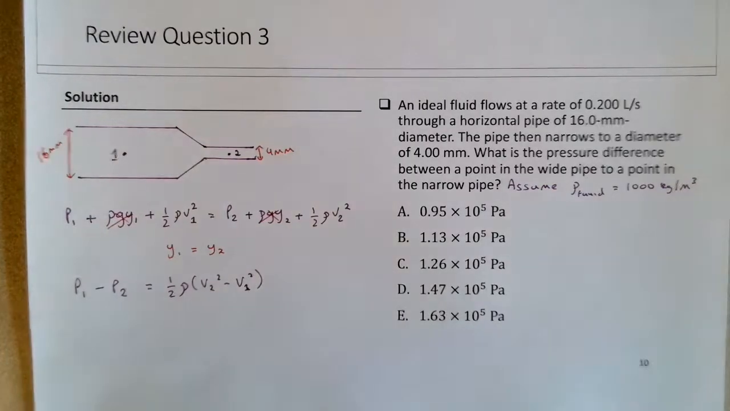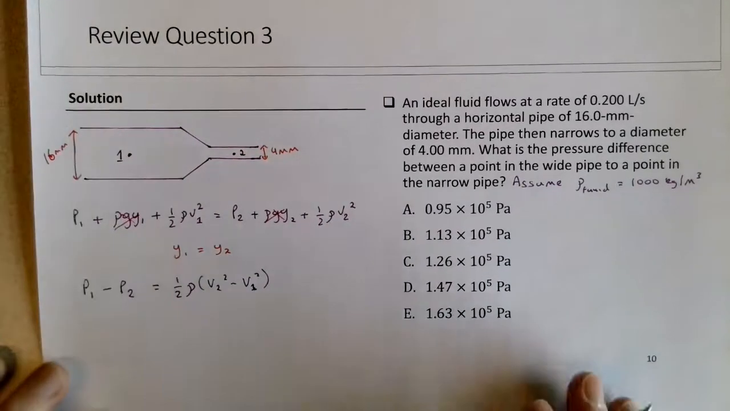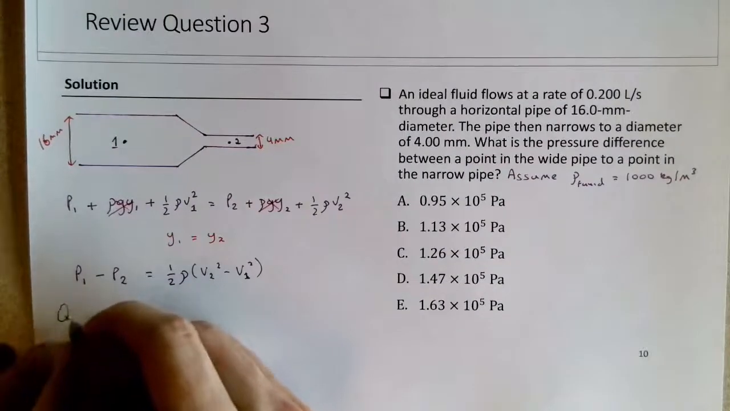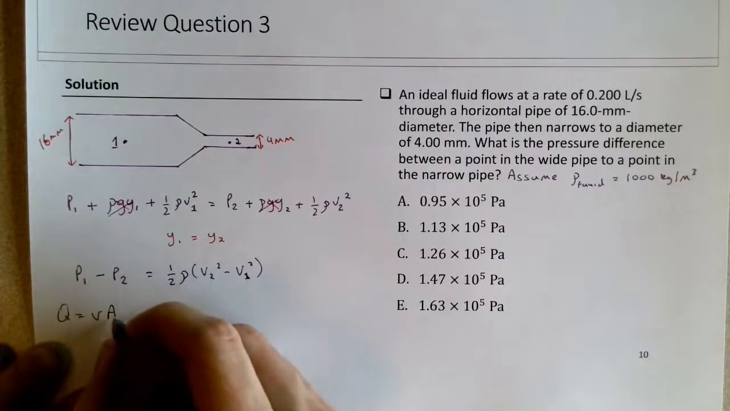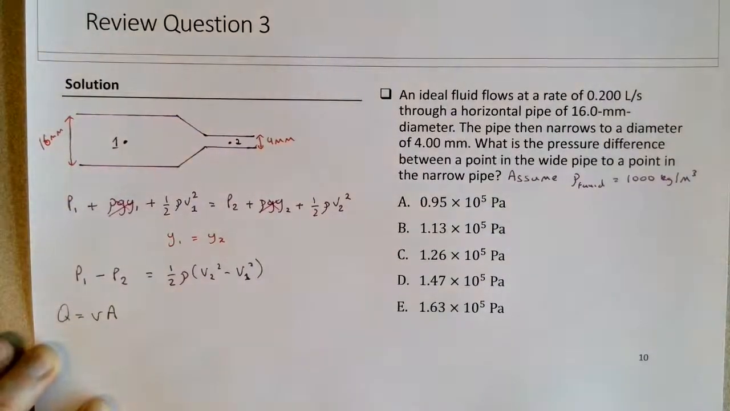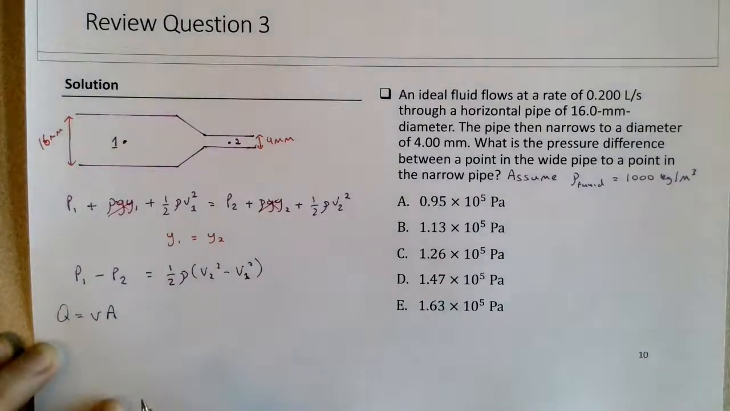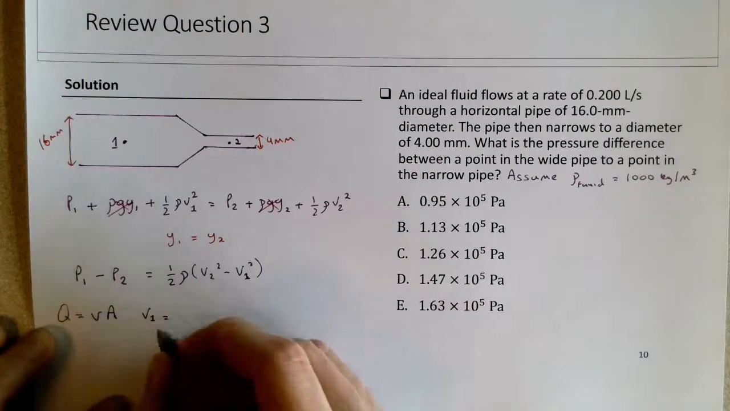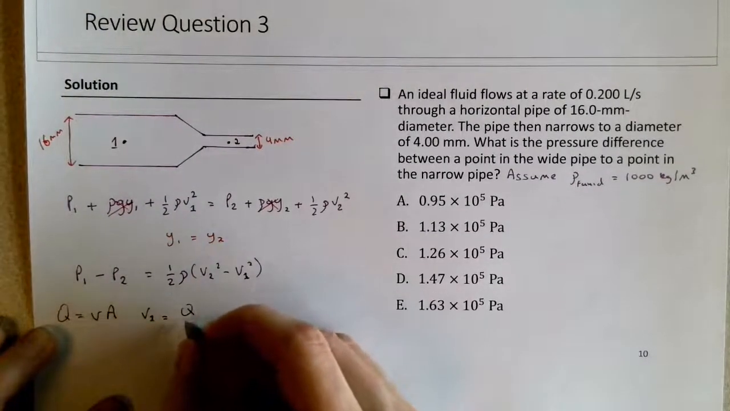Okay, so let's work on that part of the problem. I know that Q is equal to V times A, or A times V. So if I want to think about V1, for instance, I can think of V1 as Q divided by A1.